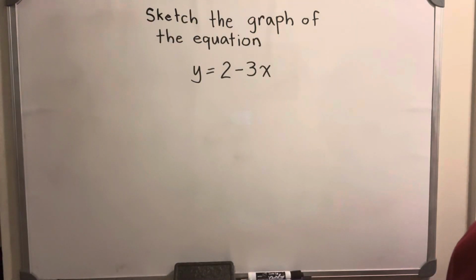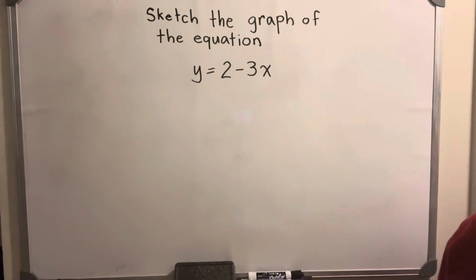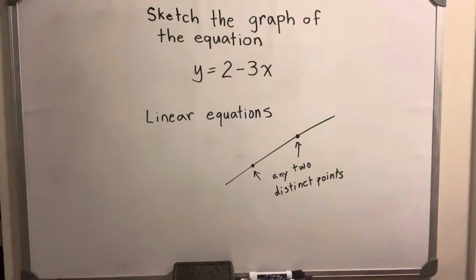This problem says, sketch the graph of the equation y equals 2 minus 3x. Looking at this expression, x and y both have an exponent of 1, and only arithmetic operations are present. So by inspection, this is a linear equation, and the graph of the equation is a straight line. As you can tell by looking at a straight line, all you need are 2 points, and it's very easy to fill in the rest of the graph with a straight edge or a steady hand.